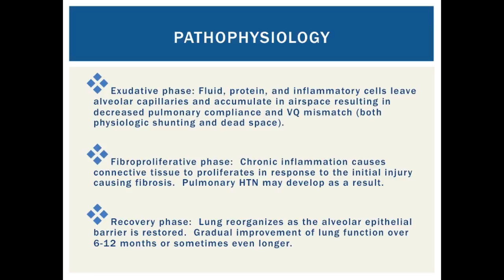Then there is a second fibroproliferative phase. This is where we go from an acute to more of a chronic inflammation, which causes connective tissue proliferation and can cause pulmonary fibrosis. There's another recovery phase, and ideally you would like to see this happen quickly, but sometimes it can take 6 months to a year before people really get better.